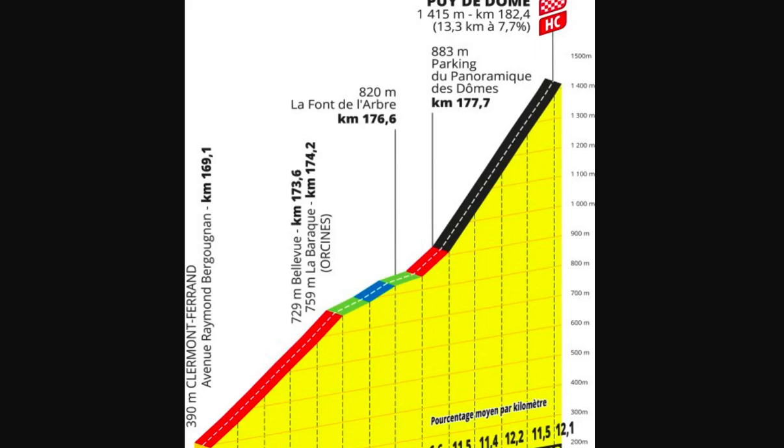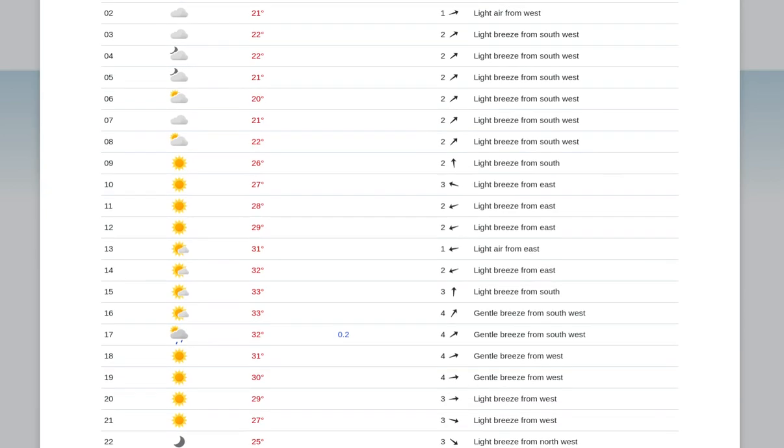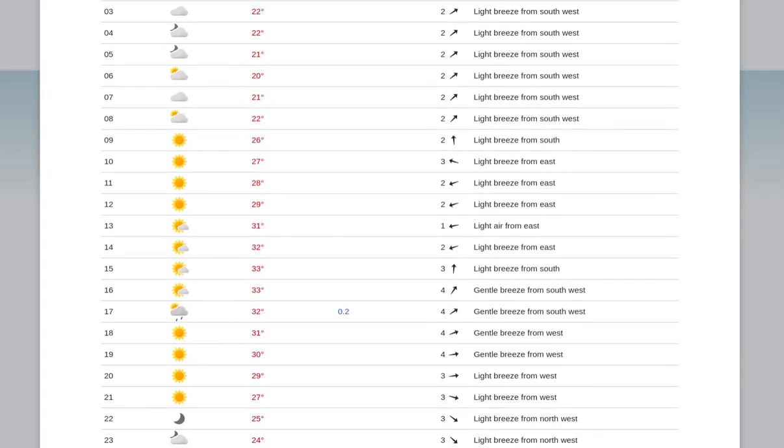The weather will be extremely hot. Now in the Puy de Dôme it will be some 33 degrees by the time they reach the climb, so maybe that favors Vingegaard a bit more, because we know that Pogacar is better in rainy and cold conditions. They are going to the east and the wind will be from the west, so that means they will have a tailwind all day.